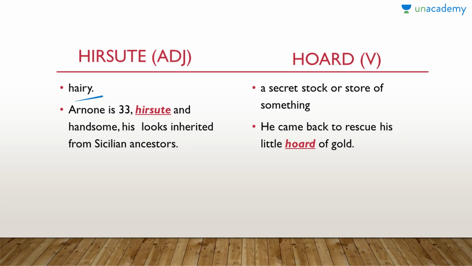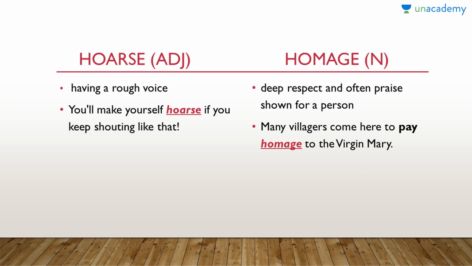Hirsute is an adjective which means hairy. Arnon is 33, hirsute and handsome. His looks inherited from Sicilian ancestors. Hoard is a verb which means a secret stock or store of something. In a sentence, it'll read, he came back to rescue his little hoard of gold. Hoarse is an adjective which says having a rough voice. In a sentence, it'll read, you'll make yourself hoarse if you keep shouting like that.